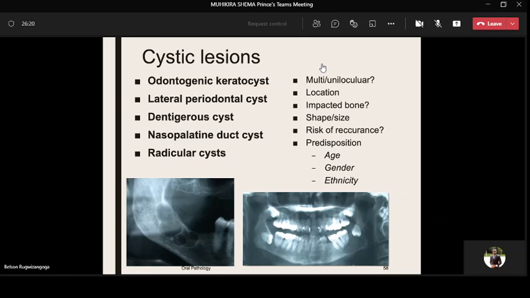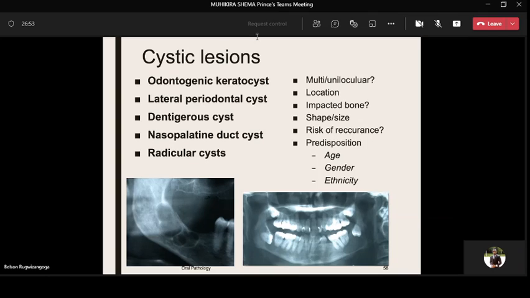So here we have a list: odontogenic keratocyst, lateral periodontal cyst, dentigerous cyst, which I want to say arises mostly in people with impacted teeth, and if it is not removed, it will progress to a tumor called ameloblastoma, and then ameloblastoma sometimes can be complicated into carcinoma. I saw some cases as such. But ameloblastoma is very common here. There's a nasopalatine duct cyst, radicular cyst, and so on.